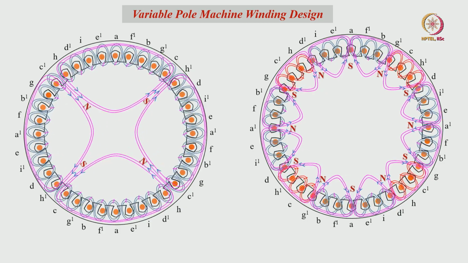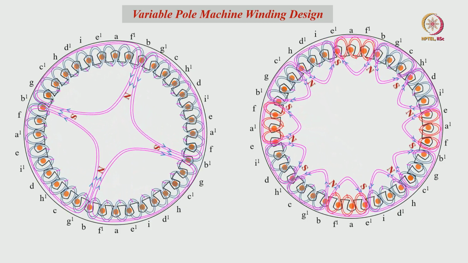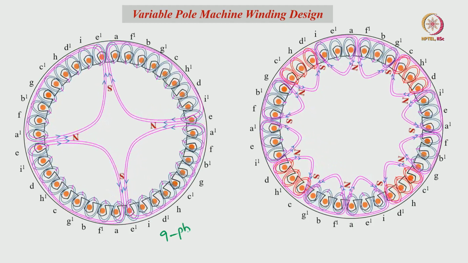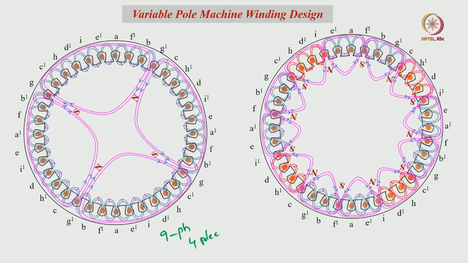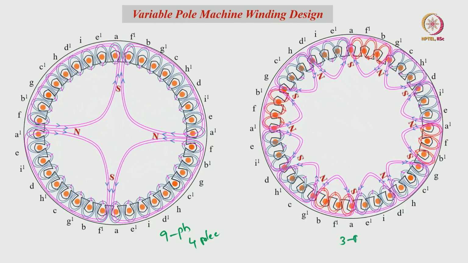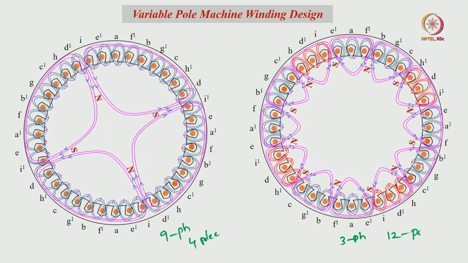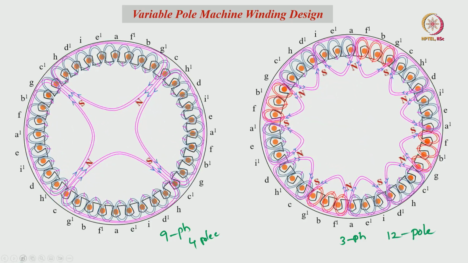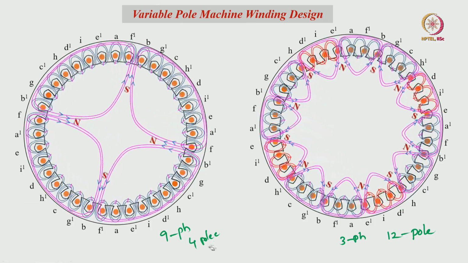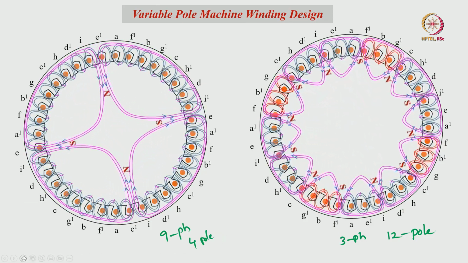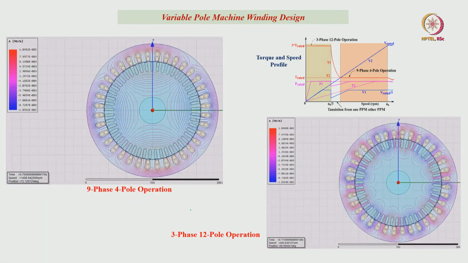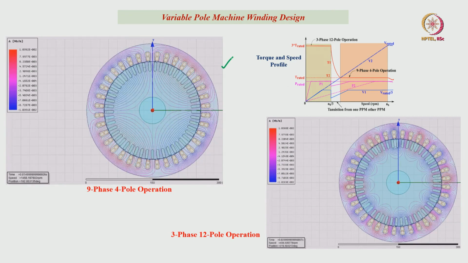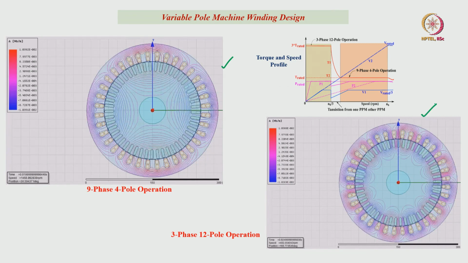and how the rotating magnetic fields will form with respect to the 9 phase 4 pole at the left side, and at the right side 3 phase 12 pole we can see. These are the ANSYS results, like how in 9 phase 4 pole mode the flux lines will flow, and how in 3 phase 12 pole mode the flux lines flow.